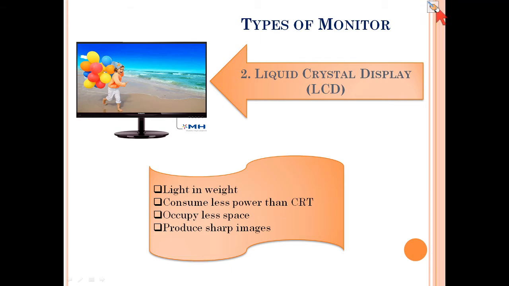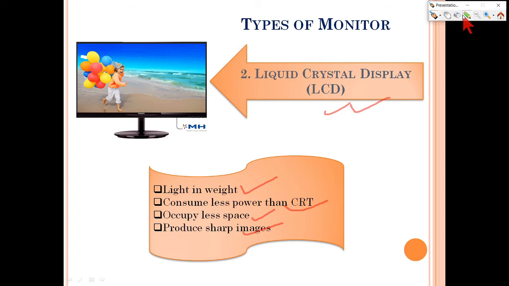So the next one we are having is LCD, liquid crystal display. This is light in weight, consumes less power than CRT, occupies less space, and produces sharp images. Now see, light in weight, as you can see it. Easy to carry or portable. Consumes less power again, so better to use it. Occupies less space, obviously light in weight, so it will take less space, and again produces sharp images. These LCD types of monitors we are using in our labs or in offices.